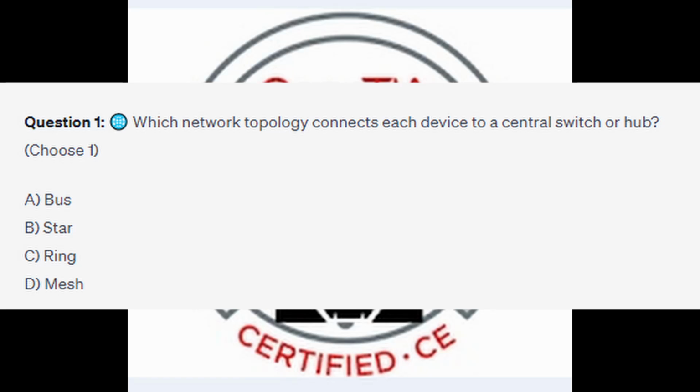Which network topology connects each device to a central switch or hub? Is it A, bus? Is it B, star? Is it C, ring? Or is it D, mesh? You now have 5 seconds.